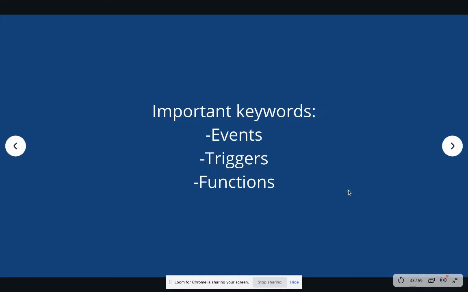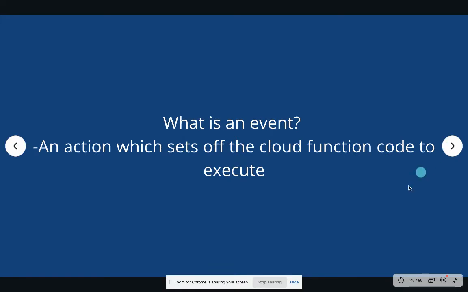The important keywords are events, triggers, and functions. We'll go through each one of these in depth. What is an event? An event can be thought of as an action which sets off the Cloud Function code to execute. It's the reason we're running the Cloud Function response to begin with. Something has happened to trigger it, and therefore a code or something was run to respond to that.